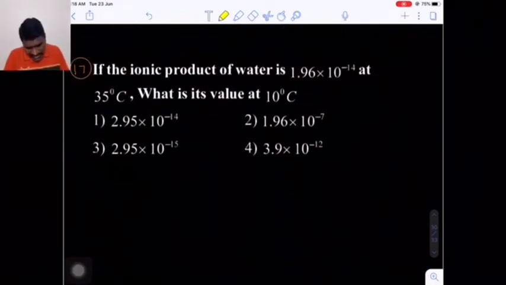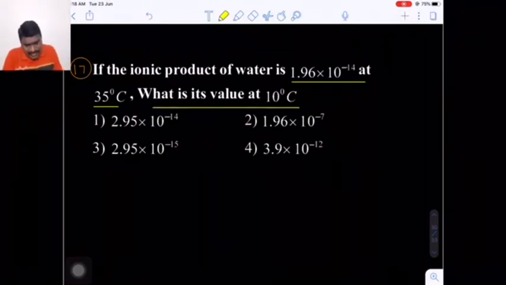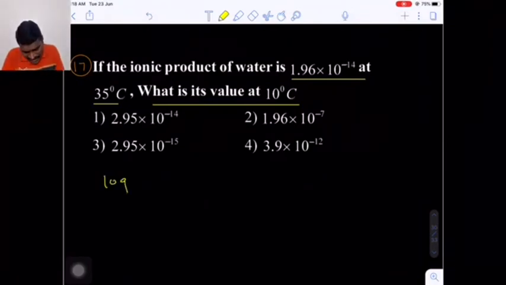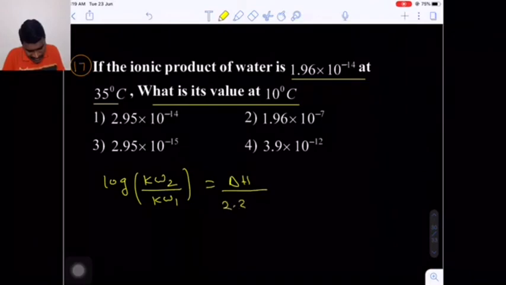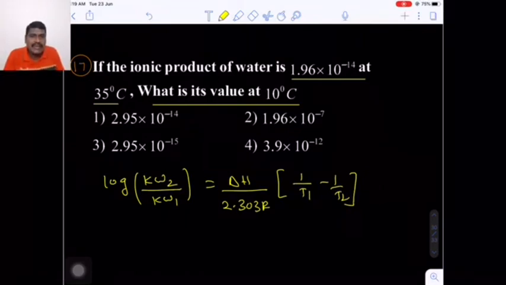Question number 17. The ionic product of the water is given to you at 35 degrees Celsius. Now the question is, what is its value at 10 degrees Celsius? Now here there is a relation between the ionic product of water and temperature. Log Kw2 by Kw1 will be equal to delta H by 2.303 R into 1 by T1 minus 1 by T2. With this relation we can calculate the Kw because Kw1, T1 and T2 are given.